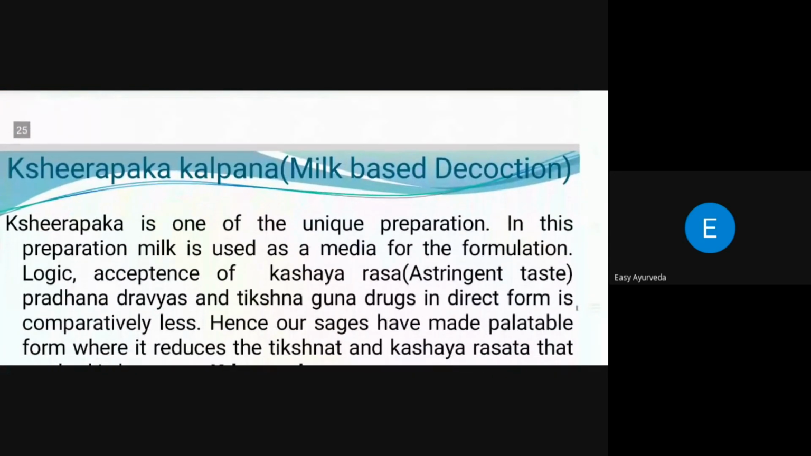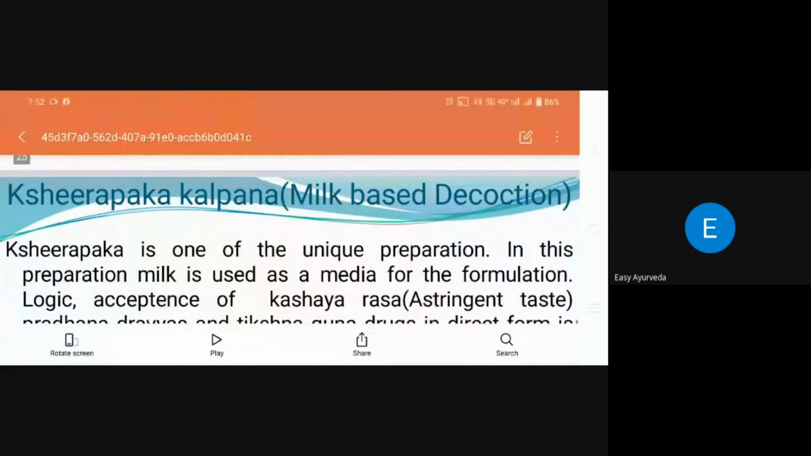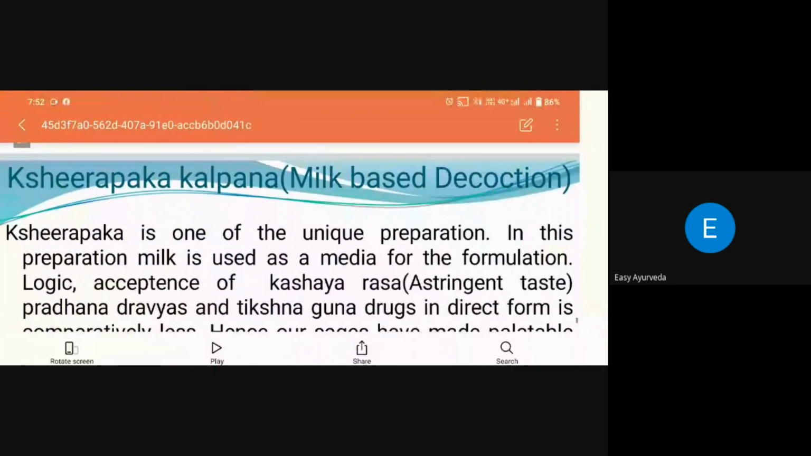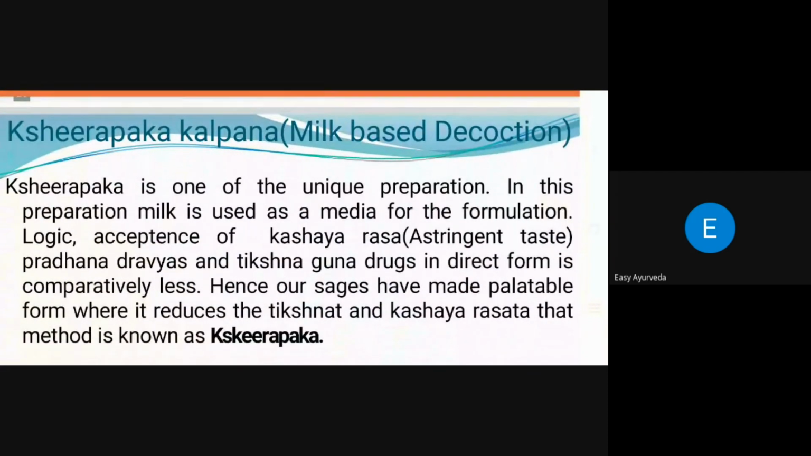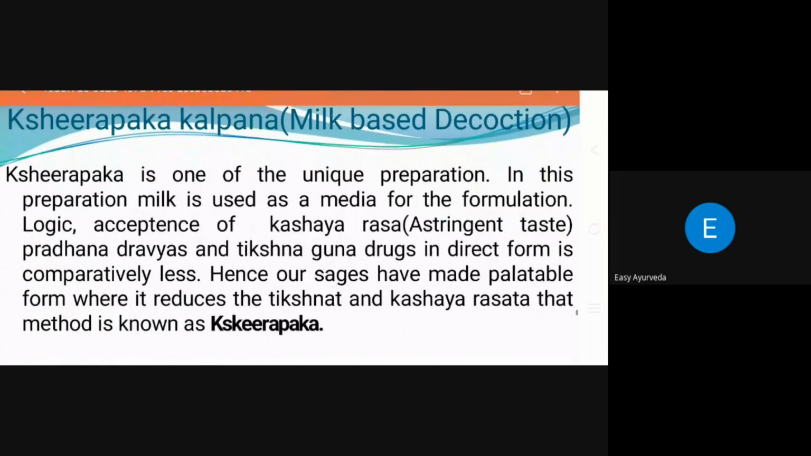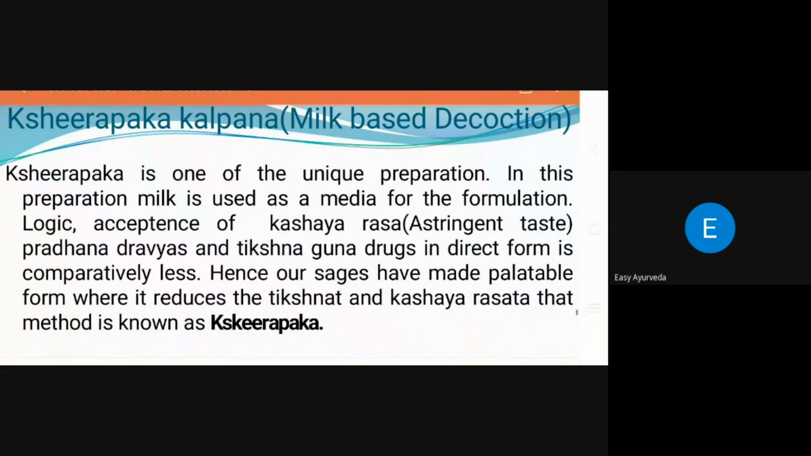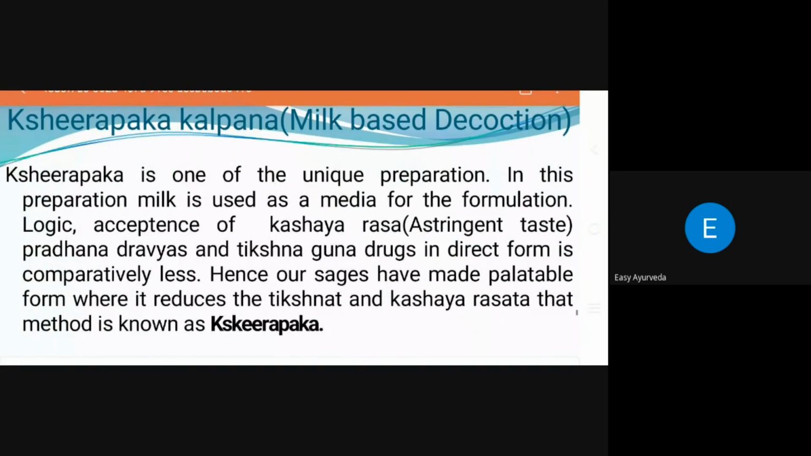The next one is another most important preparation. This can be practiced very easily, and this Kalpana is most important too. These are milk-based decoctions that you can prepare, called Ksheerapaka Kalpanas. Ksheerapaka is a unique preparation, especially for Vata decoctions. In this preparation, milk is used as the medium for the formulation.